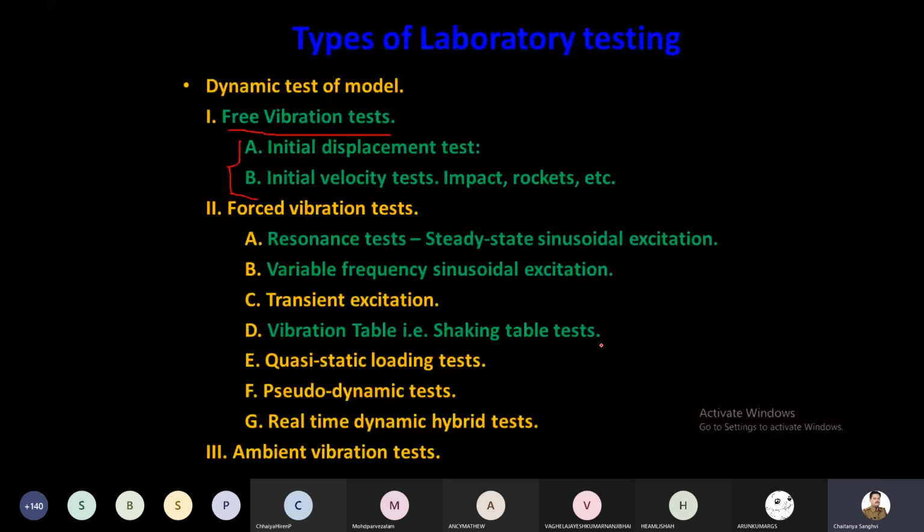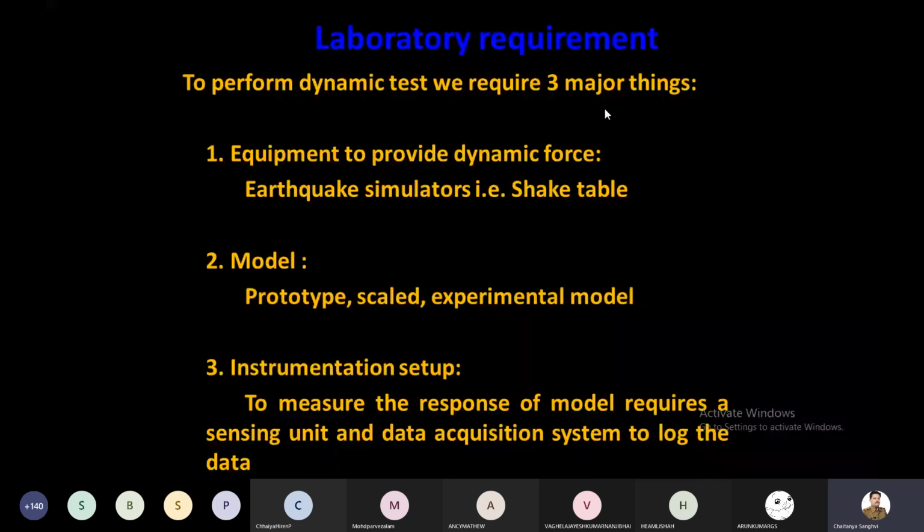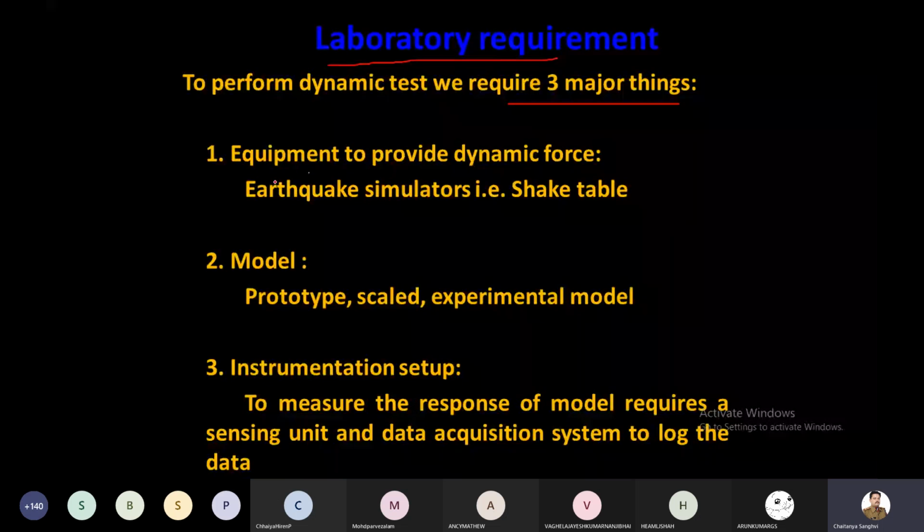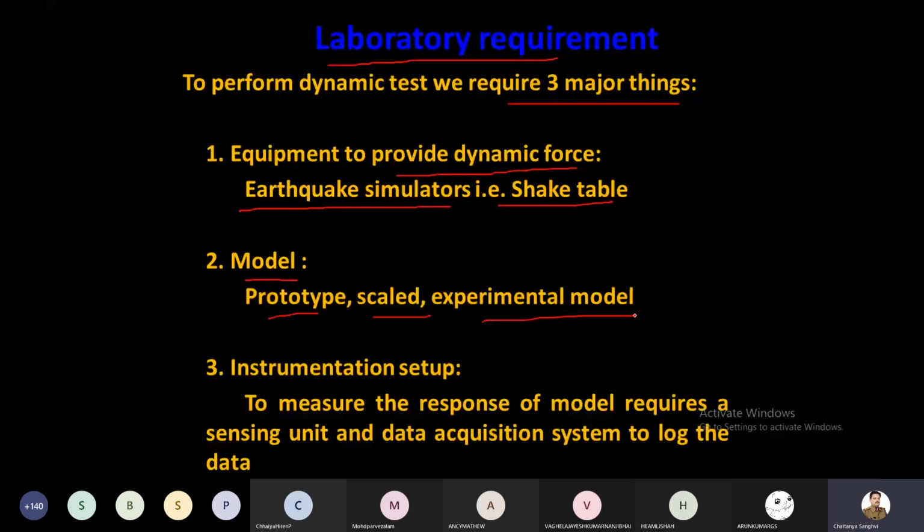Now, what are the requirements in the laboratory? What exactly do we want, right? Basically, three things we require. First, the equipment which is required to provide a dynamic force. Dynamic force means we need an earthquake simulator, a shake table. The shake table will shake the structure or the model, right? Second, we need a model, a prototype or scaled or experimental model. It may be anything, right? It depends on the facility available at your lab, right? So it may be a prototype, it may be a scale, it may be an experimental model.